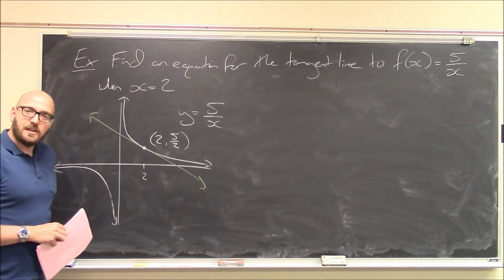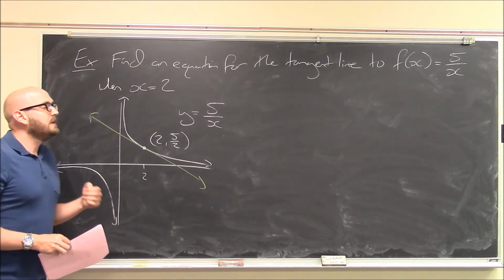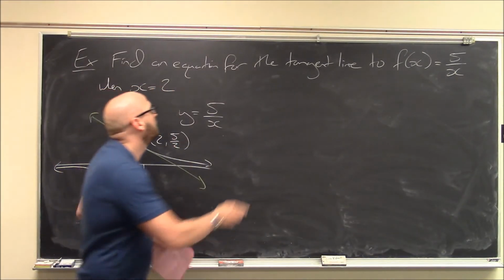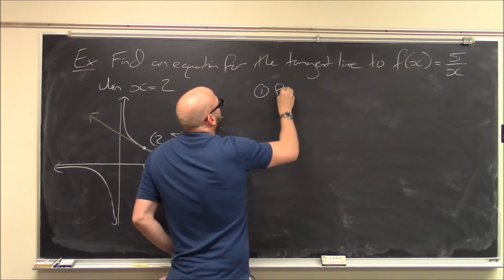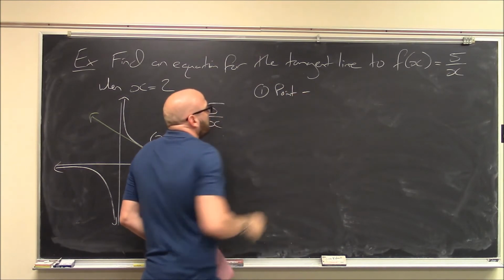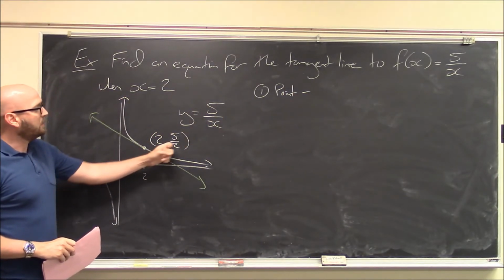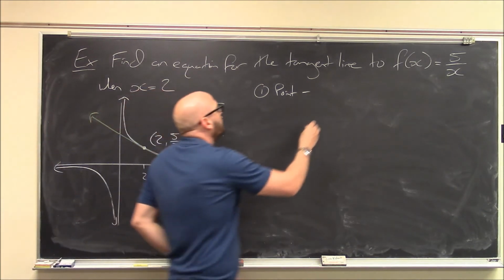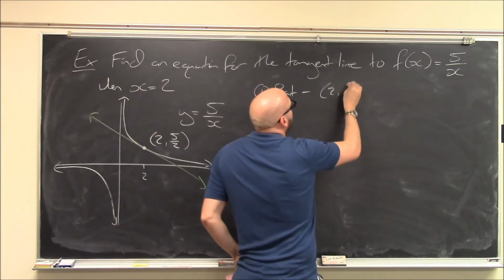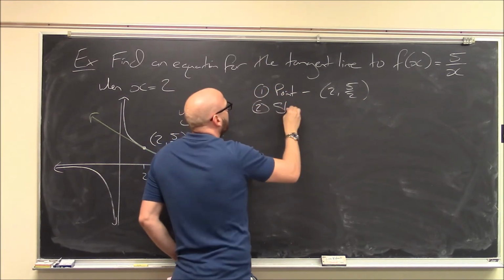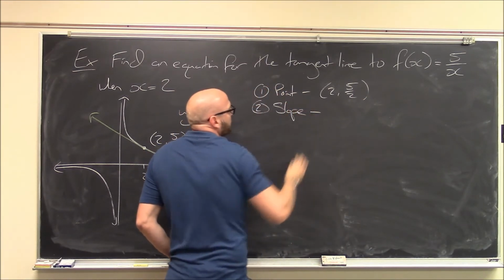So go back to lines. Go back to lines in your mind. What did I say we need to write the equation of a line? We always need 2 things. We need a point on the line. Do I have a point on the line? Sure, I just found it, right? If x is 2, y is 5 halves. So here's our point, 2 and 5 halves. And 2, we need the slope.